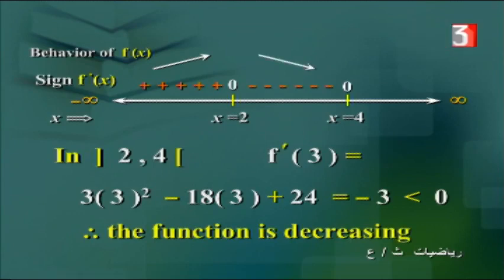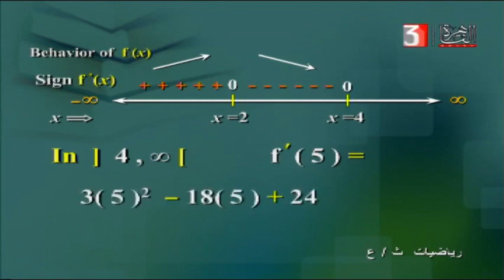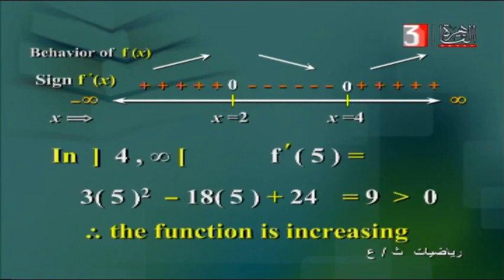The last interval, the open interval 4 to infinity. We choose any number that belongs to this interval, like 5. Then f dash 5 equals 3 times 5 power 2 minus 18 times 5 plus 24, which equals 9, which is bigger than 0. 9 is a positive value. Then f dash 5 is positive. The sign of f dash x is positive, then the function is increasing in the open interval 4 and infinity.